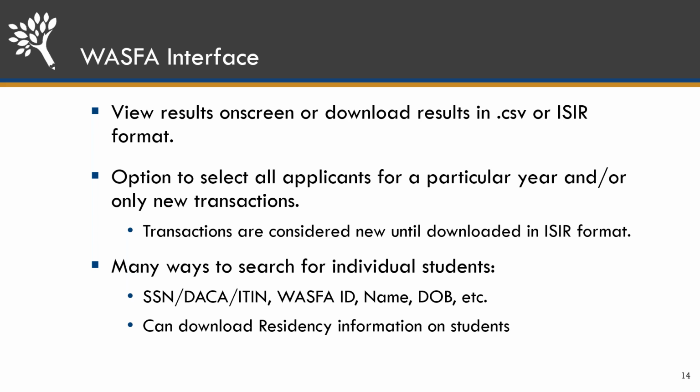And there's many different ways to search for the individual students. You can go by Social Security, their DACA number, ITIN, WASFA ID, or you can search by name or date of birth. And you can also download just the residency information for students versus all of their complete applications.